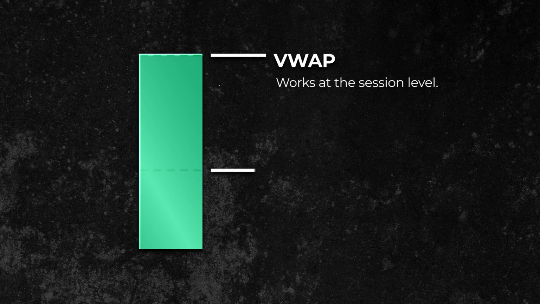VWAP and cumulative delta operate on different timescales. VWAP works at the session level. Delta works at the bar level. Using them together can help you confirm both the broader intraday context and the immediate order pressure.